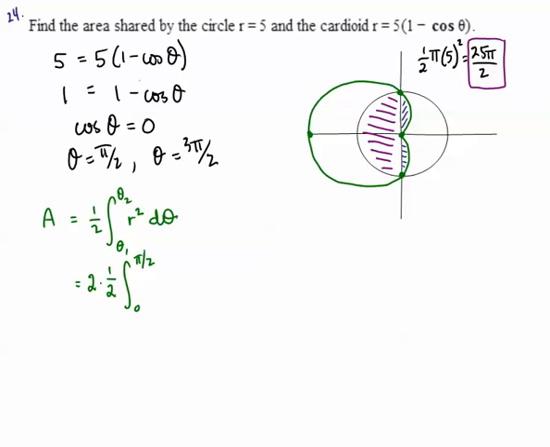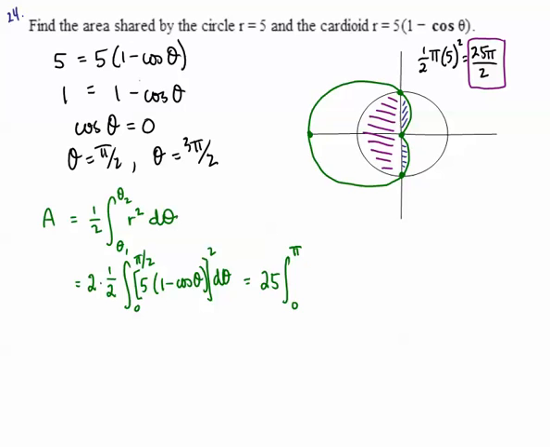We're working with the cardioid curve, so that would be 5 times 1 minus cosine of theta, and that's all squared, because it's r squared d theta. All right, so that's 1/2 r squared d theta from 0 to pi over 2, and the 2 and the 1/2 should cancel out. Then the next thing I'm going to do is square the 5, which becomes 25, and we can bring that out. So the 2 times 1/2 cancels out, and we get 25 on the outside.